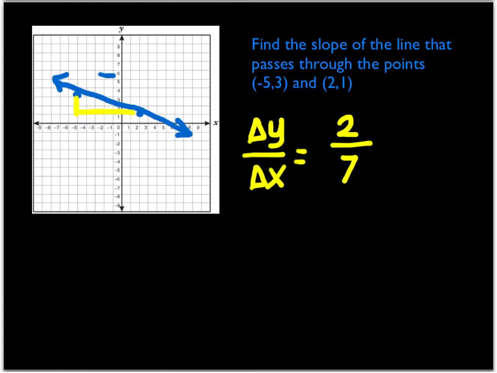So my slope's going to be 2/7, but then once again I remember that it has to be negative, so I'm going to tack on that negative sign like that, -2/7.